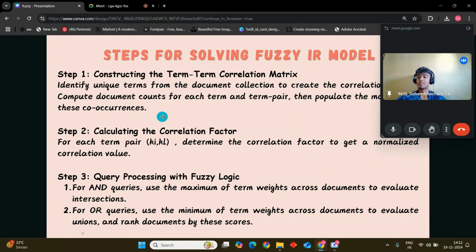So there are three steps for solving the fuzzy IR model. The first is constructing the term correlation matrix. In this, the terms are extracted from documents and their co-occurrences are calculated. Next, calculate correlation factors to normalize these relationships. So the correlation factors for each of these term pairs are calculated. Thirdly, the user query is processed using fuzzy logic to rank documents based on degrees of relevance.